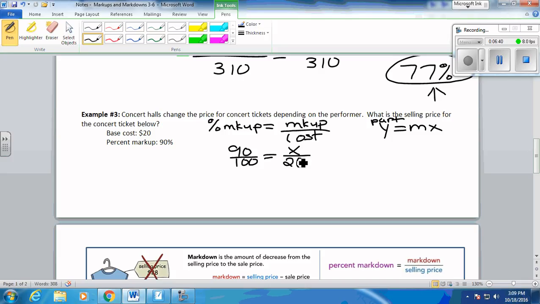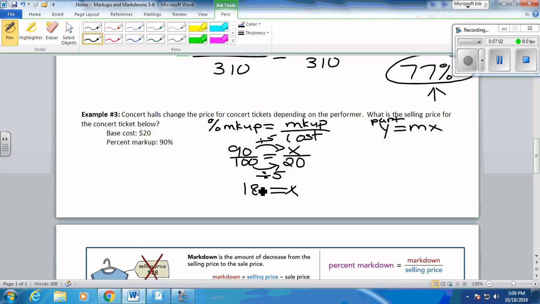So if you look at this, it almost looks like I have a proportion right now, and you could solve this as if this was a proportion. So you could say to yourself, how do you go from 100 to 20? Well, don't I divide by 5? So wouldn't I have to do 90 divided by 5 as well? And that would give me 18. So I could do it that way.